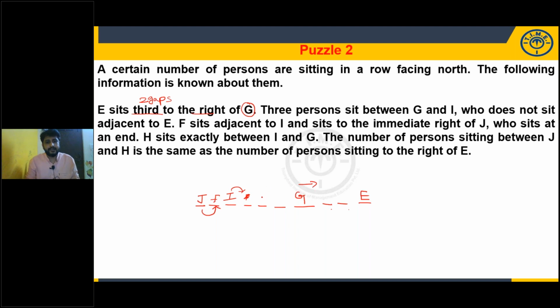And it is mentioned H sits exactly between I and G. So H will be here. The number of gaps between I and H, and H and G, are the same. The number of persons sitting between J and H is the same as the number of persons to the right of E. J and H gap 3, so right of E 3. The arrangement is completed. This one is the right end and this one is the left end, since it is mentioned that J sits at the end. So total 1, 2, 3, 4, 5, 6, 7, 8, 9, 10, 11, 12, 13. This will always be one of your questions: how many are there in a row?